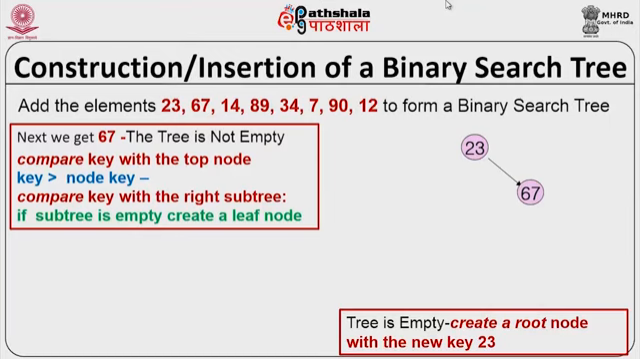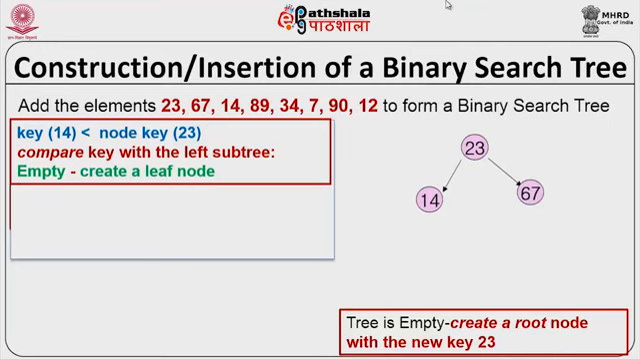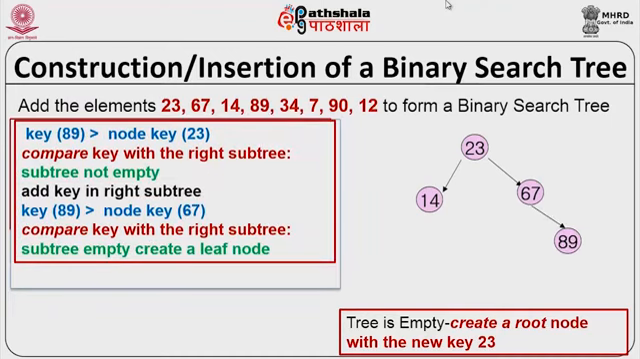Now, we get 14. So, key 14 is less than 23, and you compare the key with the left subtree, which is empty. So, create a leaf node. So, we are finished with 14. Now, what we are having is 89. We always start with the top of the tree. So, we compare 89 with 23, and then we go to the right subtree. It is not empty. So, you compare 89 with 67 and you find that it is greater. So, you go to the right subtree. Now, you find that the right subtree is empty. So, you add 89 there. So, you have finished up to 89.